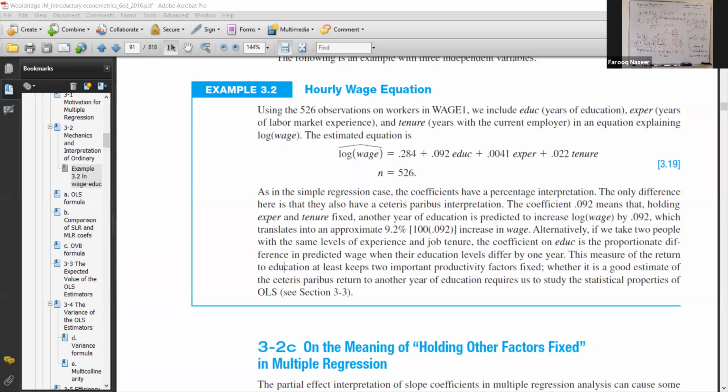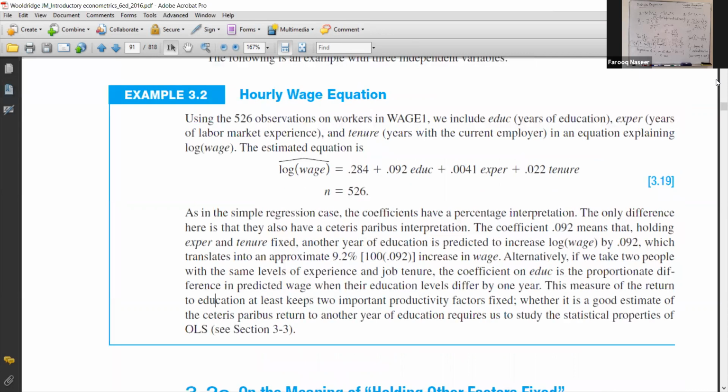So this is an example from the book. The book, as I'm sure all of you have now gotten your copy of it. So this is trying to estimate a regression where you have log wage as the dependent variable, and among the explanatory variables you have education, which is how many years of schooling you have, experience, which is how many years have you been working, and tenure, which is how many years have you been working with the current employer where you are now working, right?